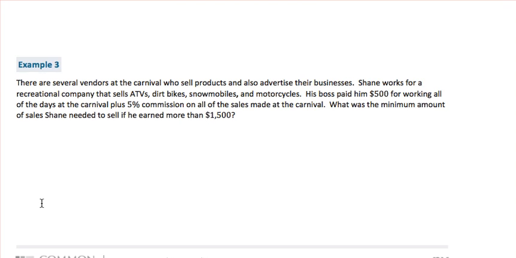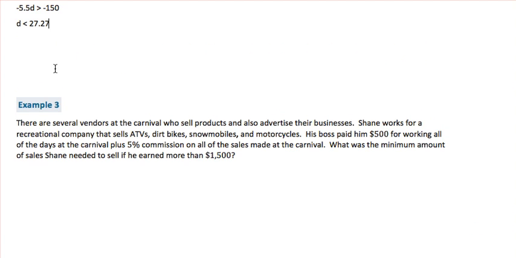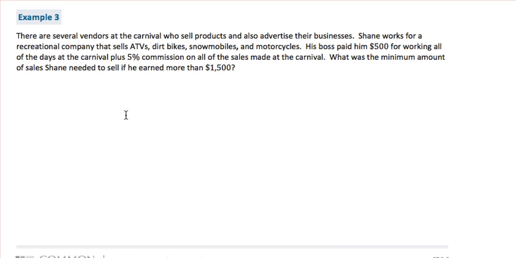And finally, example 3. There are several vendors at the carnival who sell products and also advertise their businesses. Shane works for a recreational company that sells ATVs, dirt bikes, snowmobiles, and motorcycles. His boss paid him $500 for working all of the days at the carnival, plus 5% commission on all of the sales made at the carnival. They want to know what the minimum amount of sales Shane needs to sell if he earned more than $1,500 during that time.